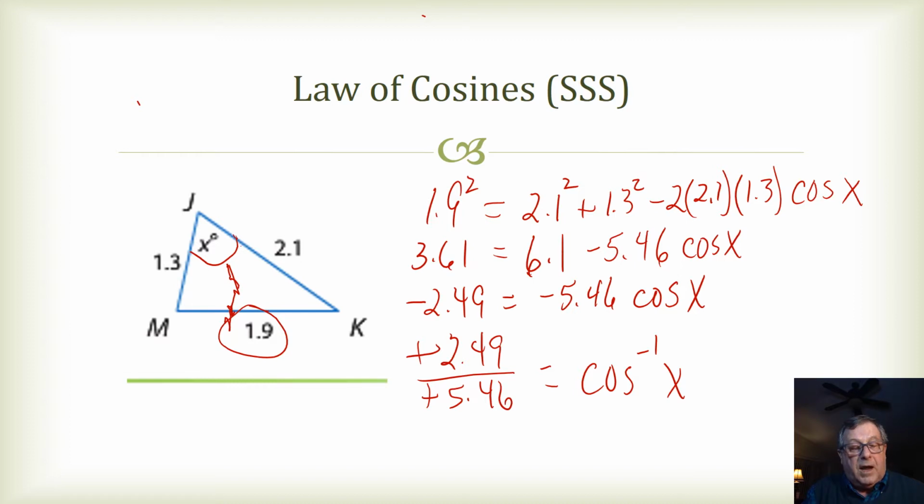And so now I'm going into my calculator. I'm going to hit second and go to my cosine, so I get the inverse cosine. And I'm just going to put in 2.49 divided by 5.46. I should have checked to make sure I was in degree mode and not radian mode. Hopefully I'm in degree mode. I'm getting ready to find out right now. All right, and that comes to 62.86. If I'm going to round that to the nearest degree, then X is approximately equal to 63 degrees.